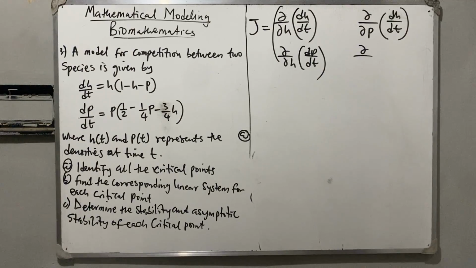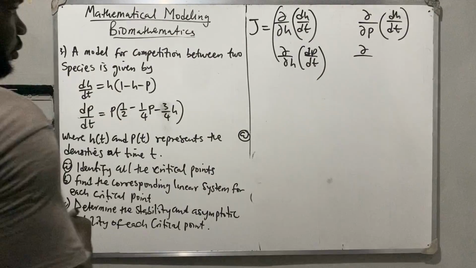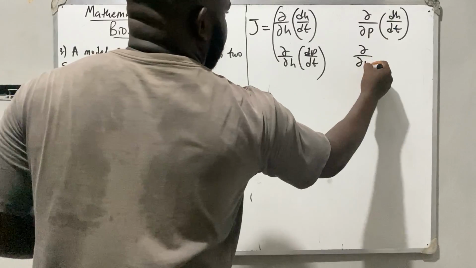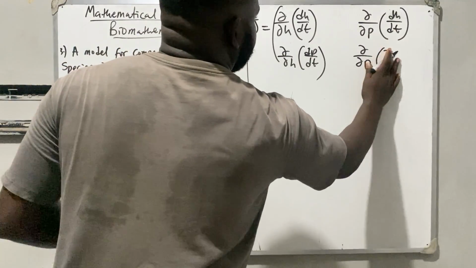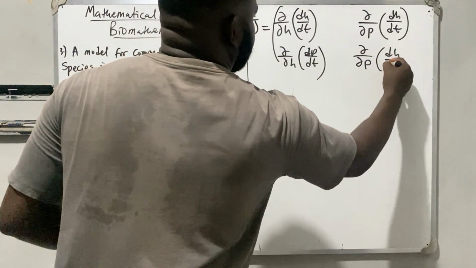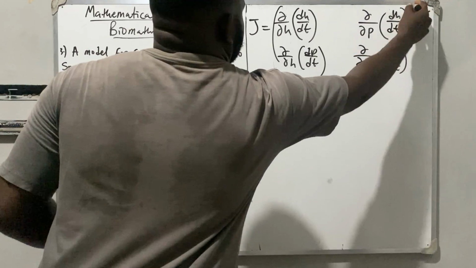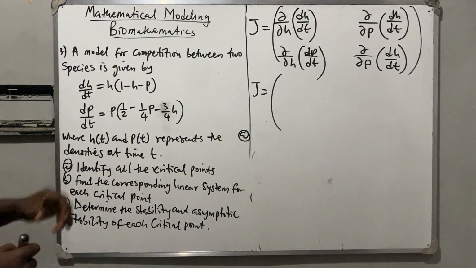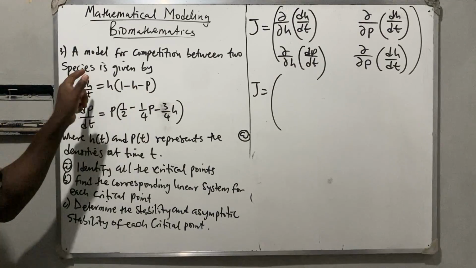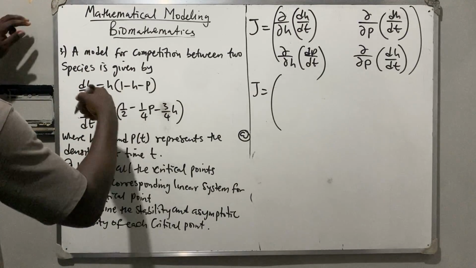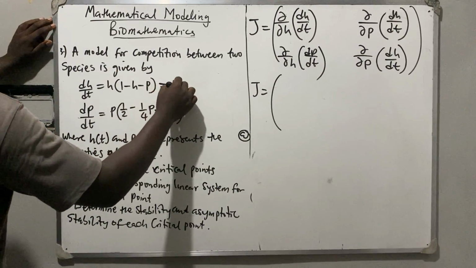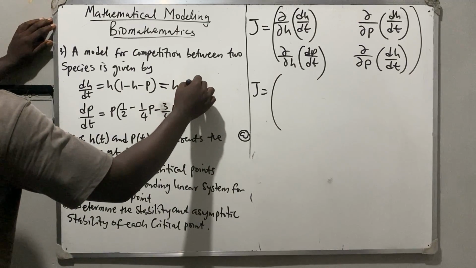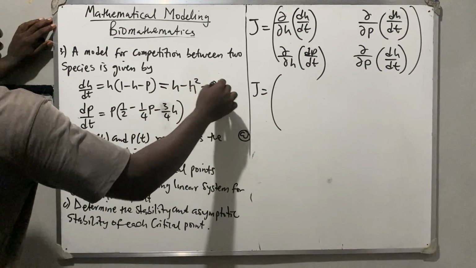So what are we going to have? Here we're going to have partial p, then the t, the h, the t. So j will now be equal to, so let's go again. Like I told you, we are differentiating this with respect to h. So differentiating, open the bracket to have that this is going to be h minus what? H squared minus ph.